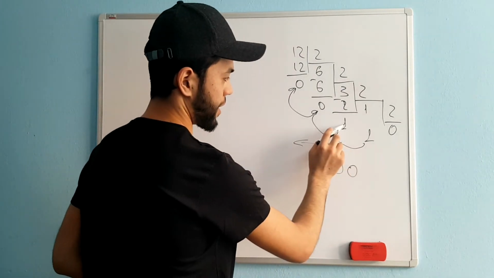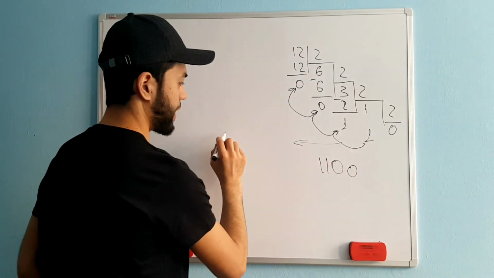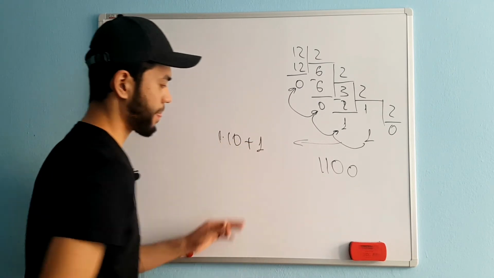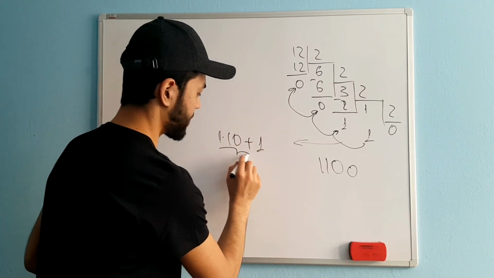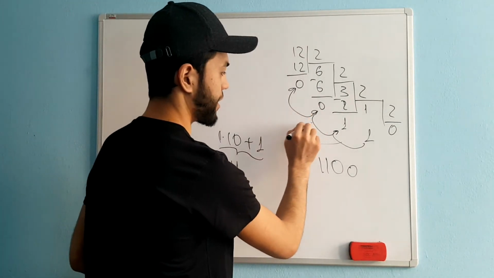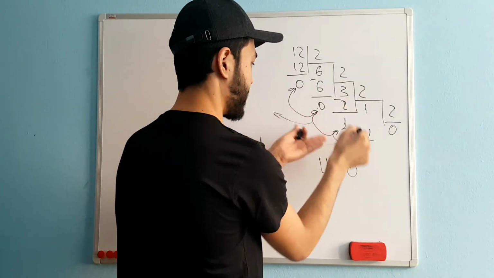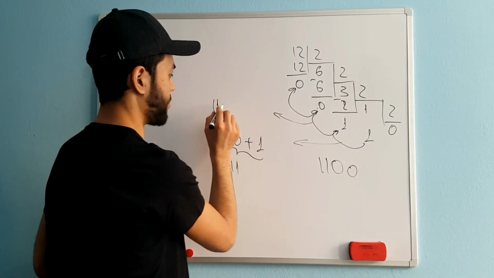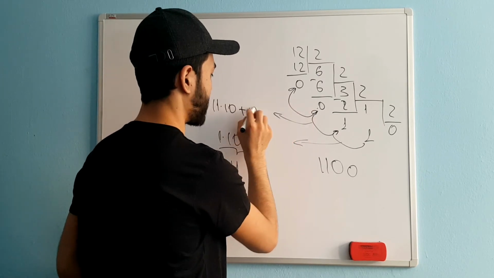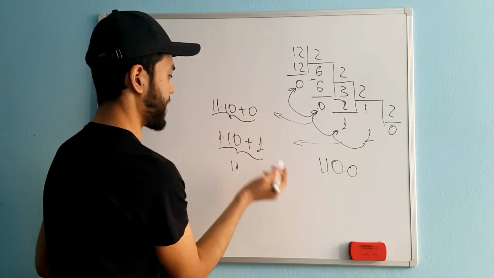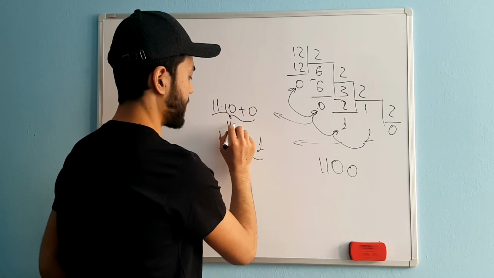From 1 to here 1, we have a formula like this: 1 multiplied by 10 plus remainder 1. From this we will take 11. Whenever we came here, we multiply 11 by 10 and plus 0. This is the remainder. And from this, I'm going to take 110.